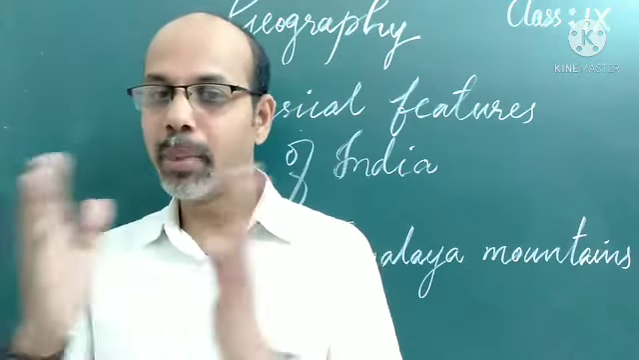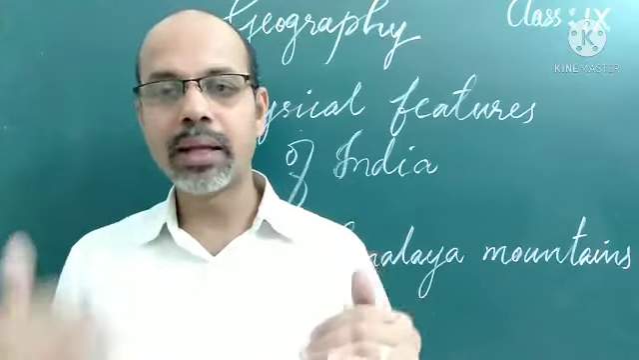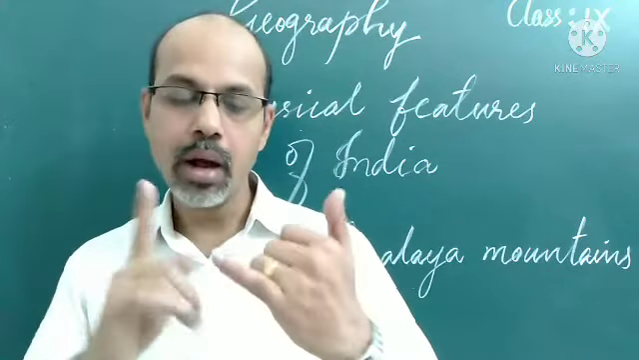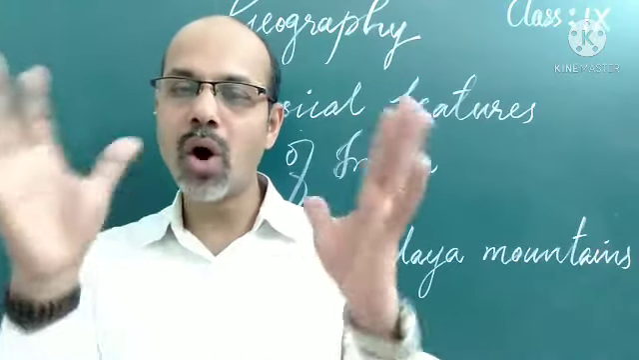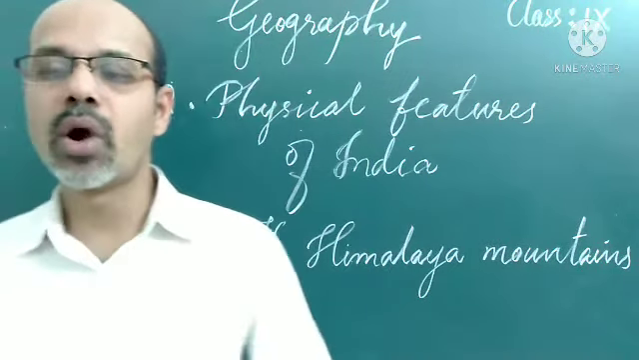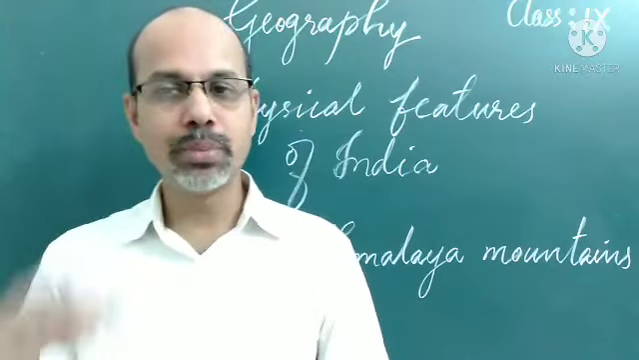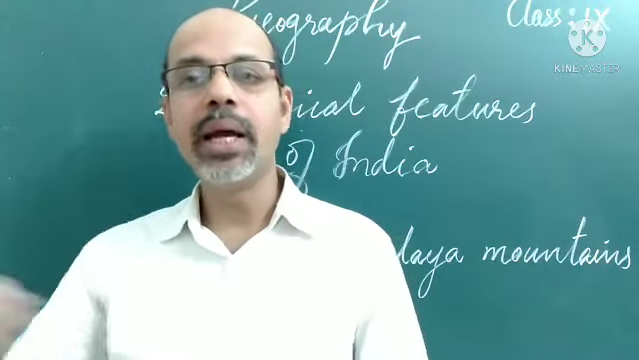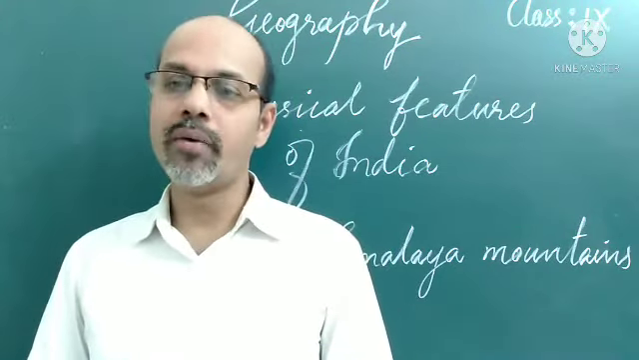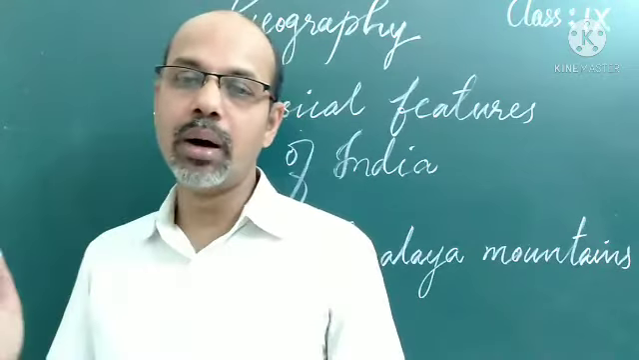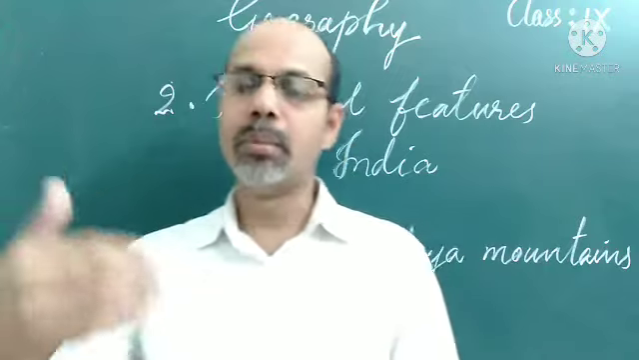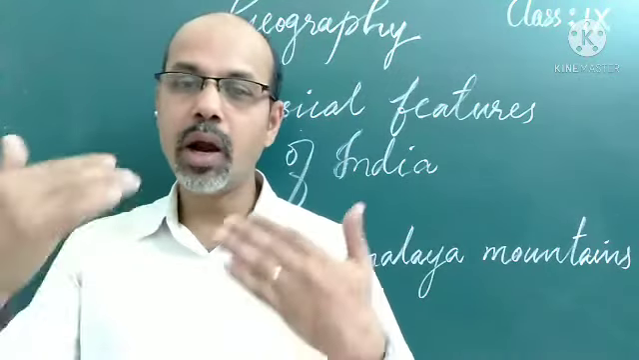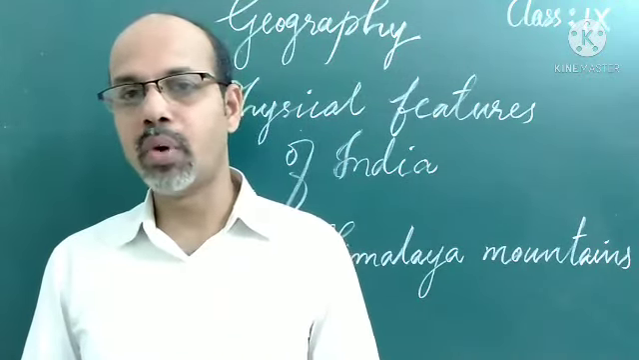Purvachal comprises the Patkai hills. There are many other hills with local names: Patkai hills, Naga hills, Manipur hills and Mizo hills. These all together are known as the Purvachal, which means this is lying in the extreme eastern part of our country, and these are lying in the Shivalik ranges of the Himalayas, that is the lowest part of the Himalayan mountains.